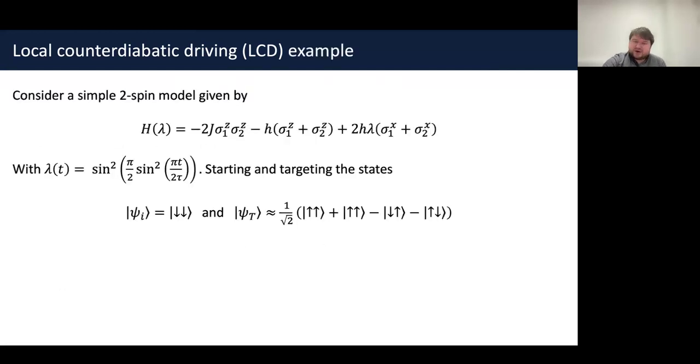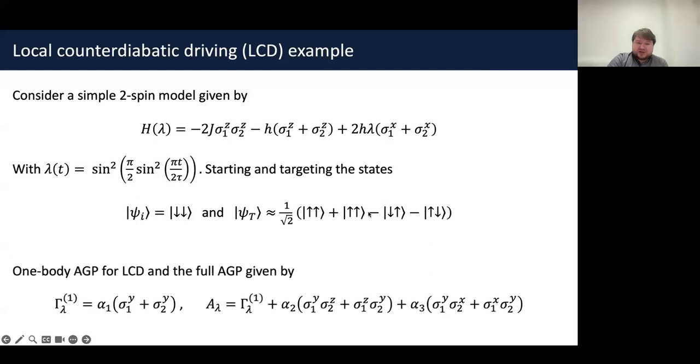Okay, so let's consider a quick example. I can simply take the two-spin Hamiltonian, so I have a ZZ term, a local Z, just to break some degeneracies to make things simpler. I'm going to drive the X field. So basically, I'm going to drive from a down-down state to some superposition of the four possible states of the problem. And here, the one-body adiabatic gauge potential is nothing more than the sigma Y terms. The full adiabatic gauge potential would be given by the following.